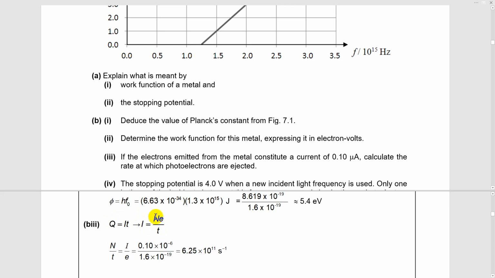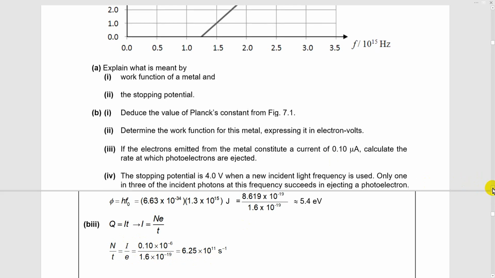So just rearrange. N over t will be equal to I, bring the e to the other side, becomes I over e. So the number of electrons per second, or the rate at which the electrons are ejected or collected, is equal to I over e. Okay, so you sub in the values, you get 6.25 times 10 to the power 11 per second.